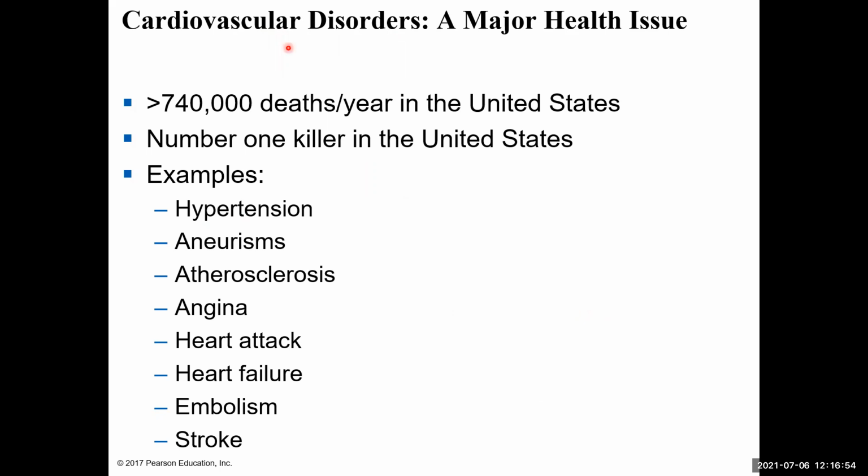Okay. So one of the last things we're going to talk about with this chapter is just the diseases that you can get in your cardiovascular system. There are a lot of deaths associated with cardiovascular system in the United States. It's the number one killer of people in the United States. Approximately 750,000 deaths every year from all of these different diseases. So hypertension, so high blood pressure, aneurysm, so artery blockages, anginas, heart attacks, heart failure, strokes, embolism. So we're going to talk about what some of these are over the last couple slides.